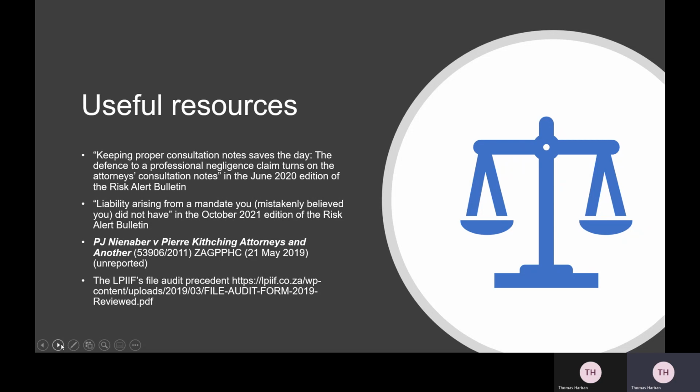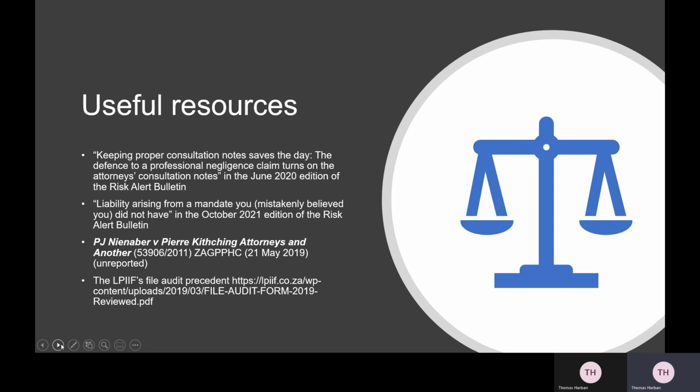After considering the position, that matter had to be settled, and the full limit of indemnity had to be paid to the plaintiffs, because we could not dispute either that there was a mandate or that the claim had prescribed in the hands of the firm. When that associate left the firm, he didn't give a proper account of the matters he was dealing with.